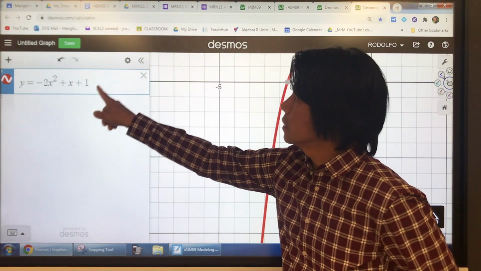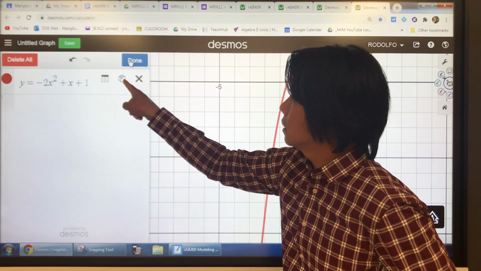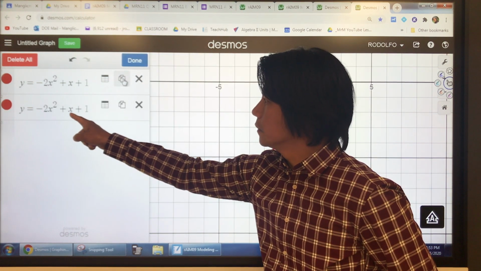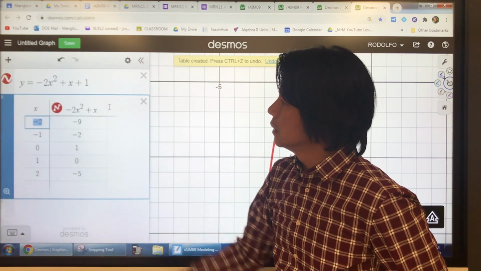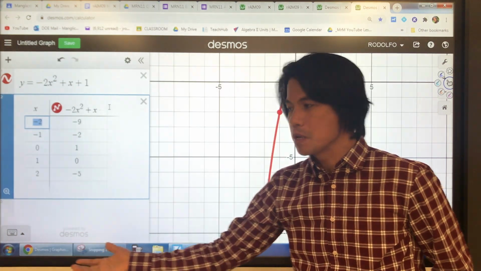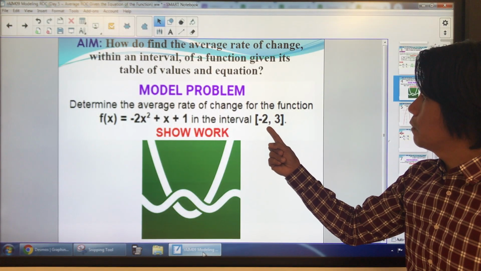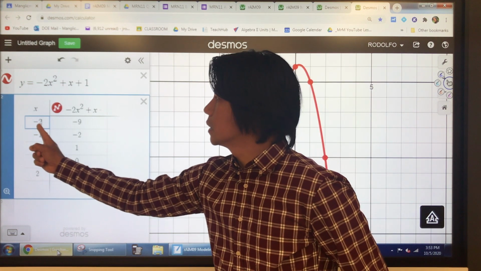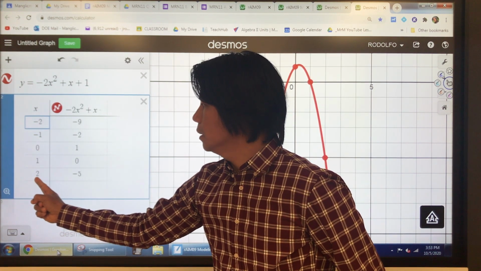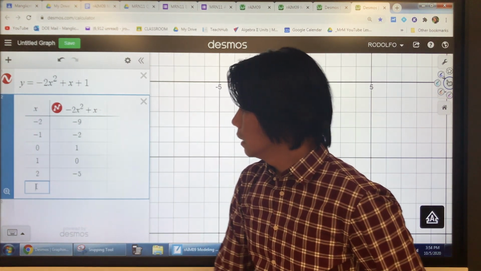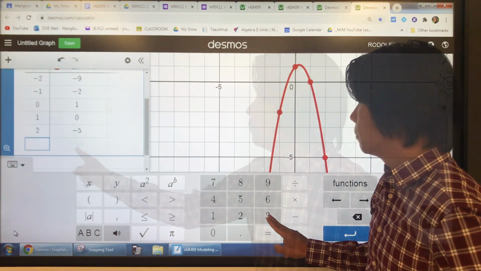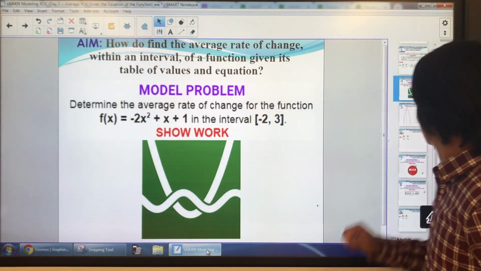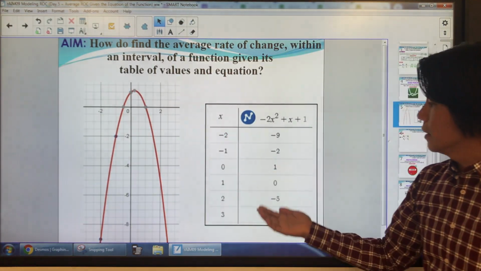Not really. What we could do is duplicate this function: hit that edit list and hit that icon, that's duplicate. So on the second line you'll see the same function, right? Then hit this table icon and you'll come up with the table of values that we need. But it says in the given problem we need to find the interval from negative 2 to positive 3. Going back to the table, the value of x is from negative 2 to positive 2 only. So what we could do is add another line. So we can type 3 there, and the value of the function, negative 14, comes up. Now going back here, we come up with this graph and the table of values.